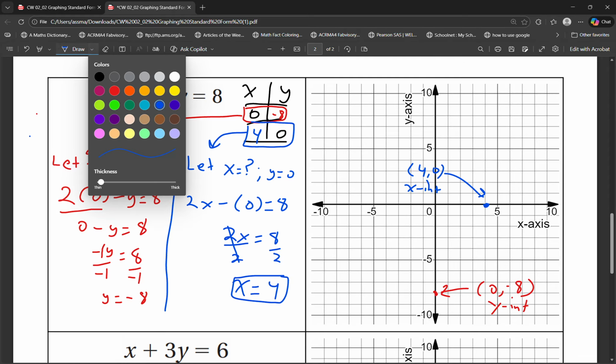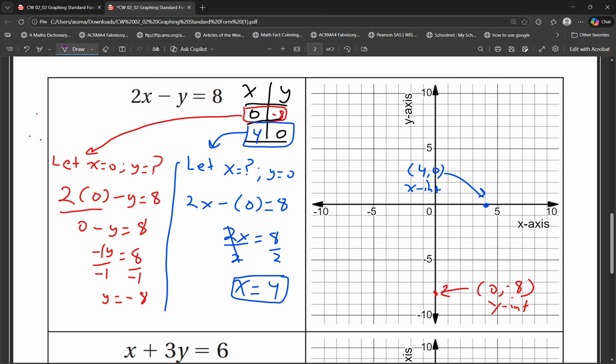And then we just connect the 2 dots together. So we eyeball it, okay. Let's see if I can do my best here. And we draw a line going straight through. And there's our points there. And that's our line for that equation, 2x minus y equals 8.